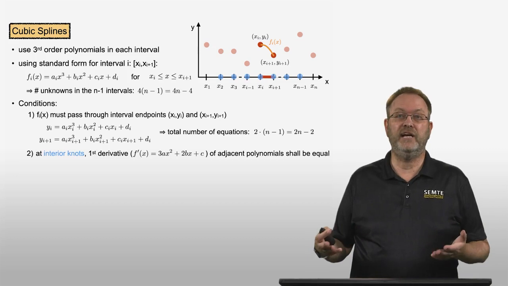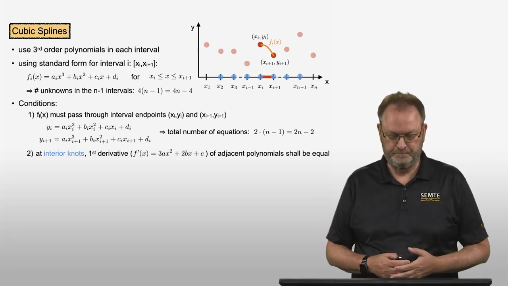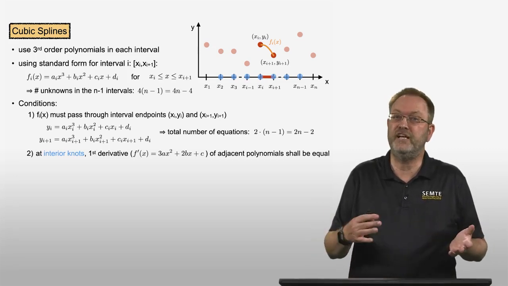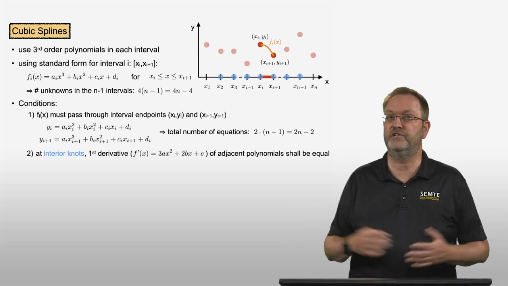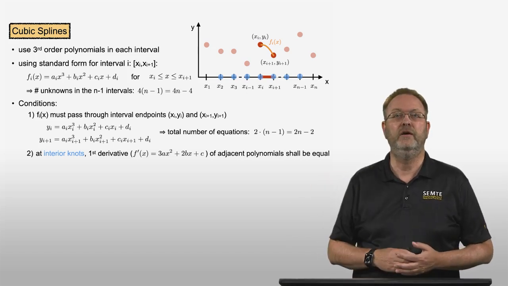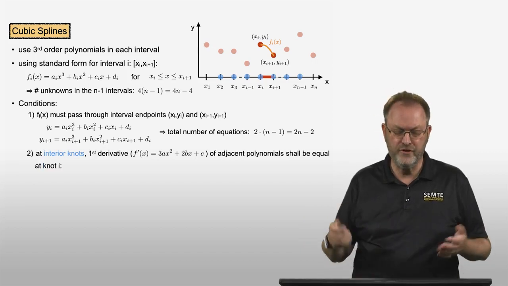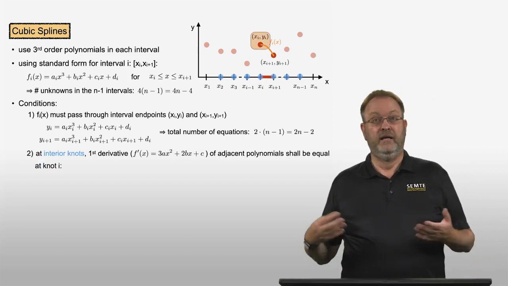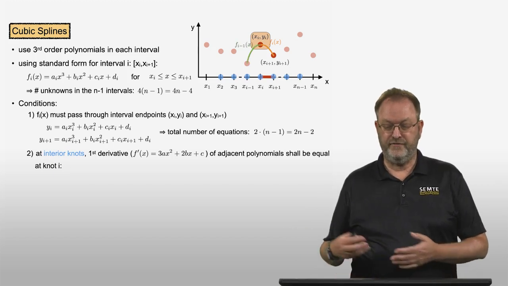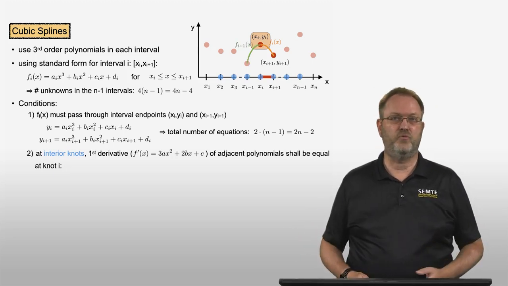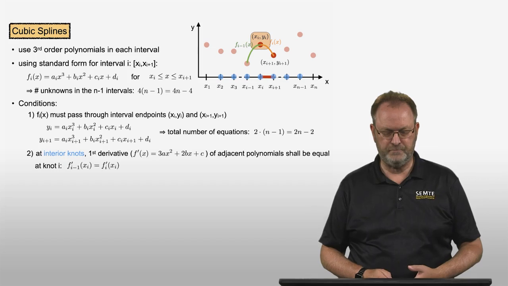Well, at interior knots, those are these blue dots, the first derivative of adjacent polynomials shall be equal to each other. So I have a smooth slope when I transition from one interval to the neighboring interval. So at knot i, that means that the first derivative of the functions f_i and f_{i-1} has to be equal at the knot.